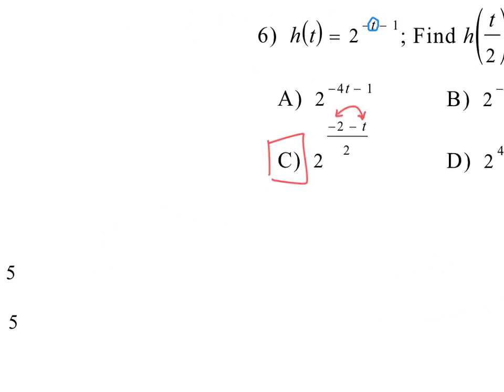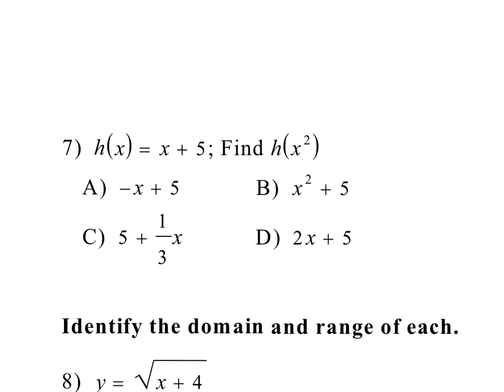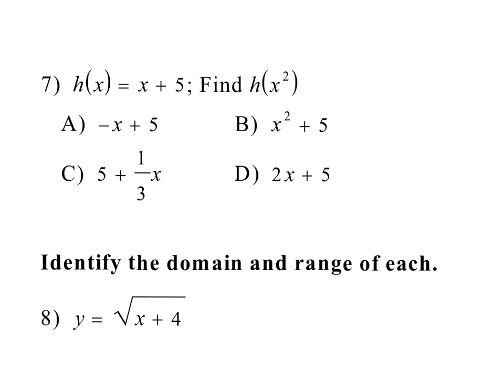All right, what's next? Number 7, find h of x squared. Okay, so same thing, we're not substituting in a value, we're substituting x squared. So here, instead of x, we're going to put x squared. So it becomes x squared plus 5. Oh, that was much nicer than number 6, which is choice B.